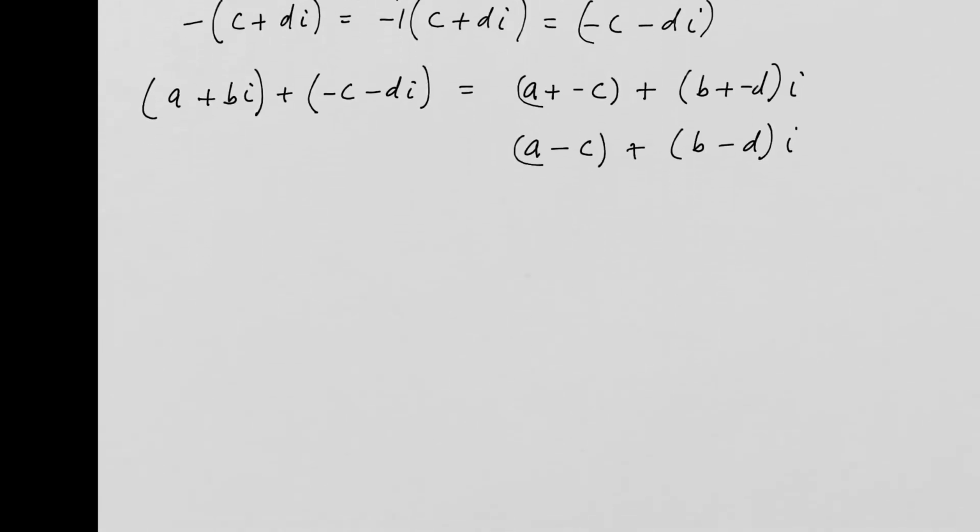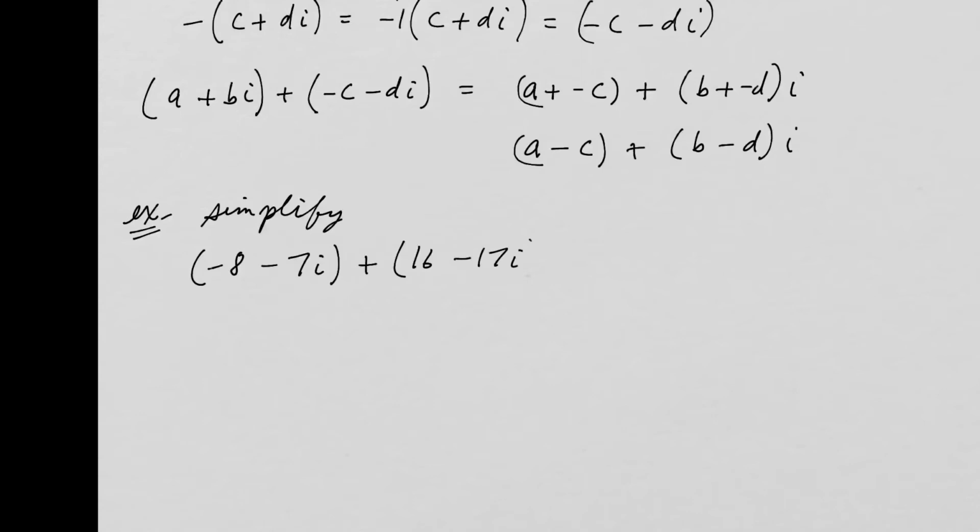Okay, so for example, let's say we want to simplify this sum. So I have -8 minus 7i plus 16 minus 17i. Okay, so I'm going to add the real parts first. So I have -8 plus 16, and then I'm going to add the imaginary parts. So I have -7 plus a -17.